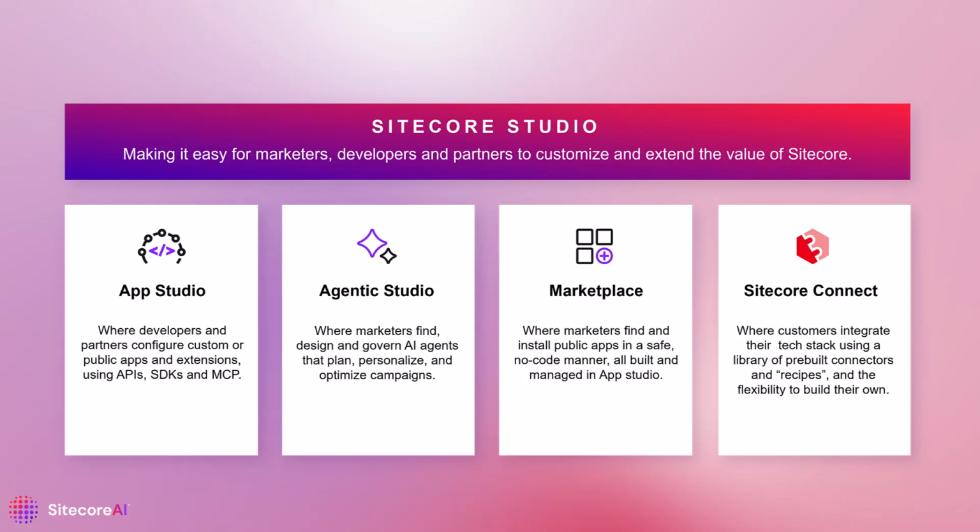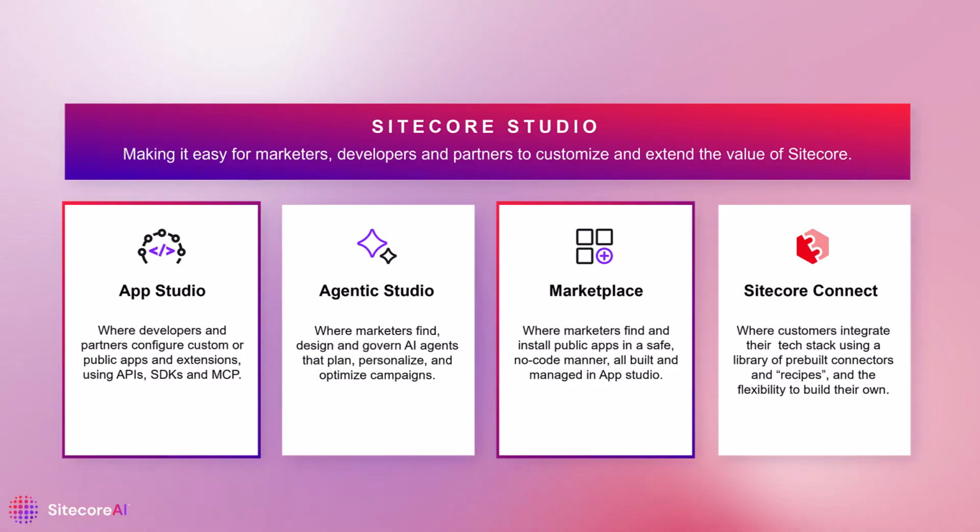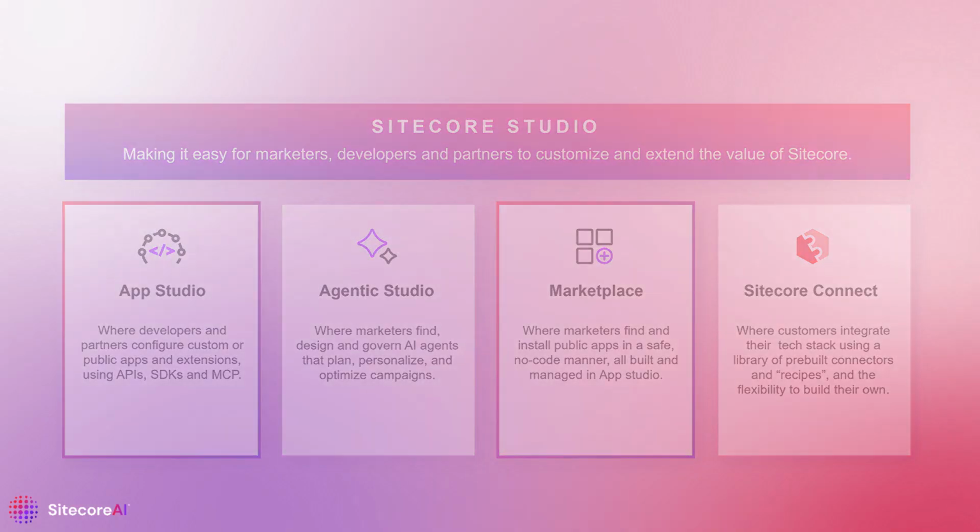Together, these form a complete extensibility suite, giving you the flexibility to adapt Sitecore AI to your business without compromising the benefits of SaaS. In this series, we'll focus on 2 key areas: App Studio and Marketplace, where you build, publish, and activate extensions that run directly inside Sitecore AI.